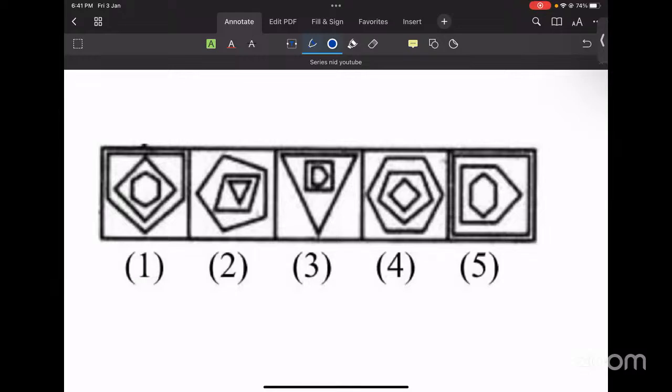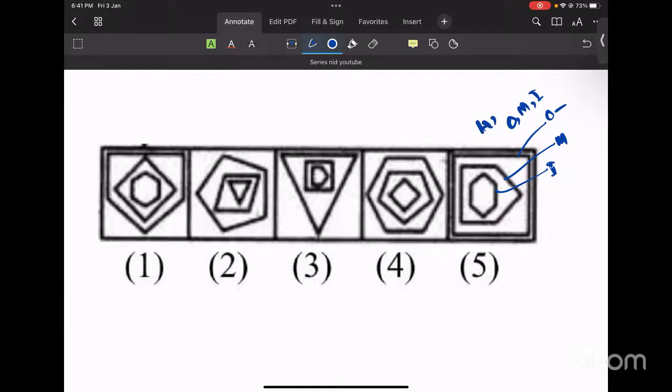So now coming over here, this is the inside figure, this is the middle one, and this is the outer one. The outer figure has 4 sides. I'll be writing it over here in the order: outer, middle, inner.